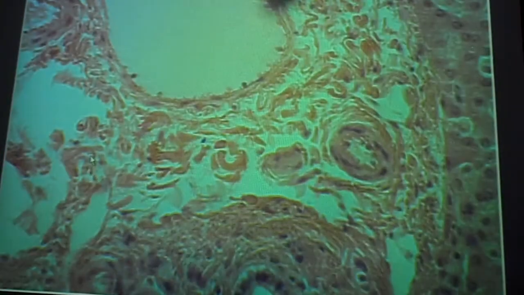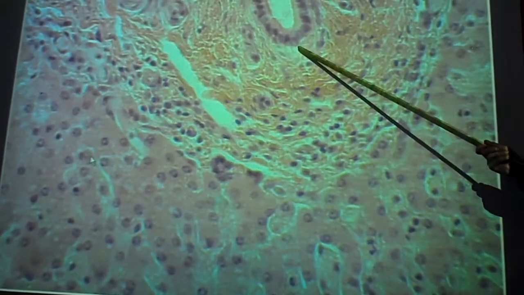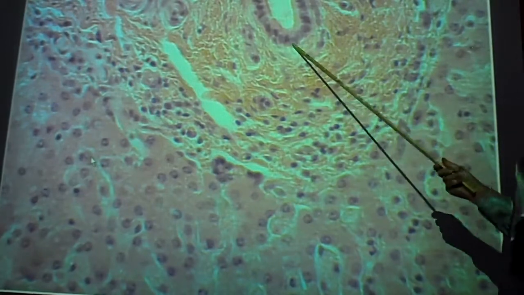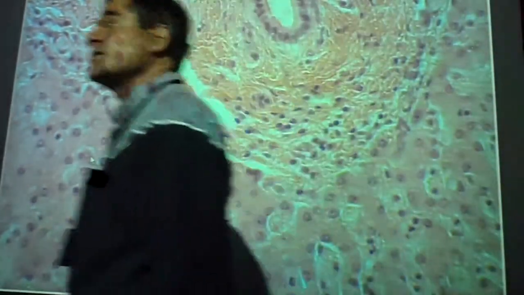The third vessel is not a blood vessel at all, but it is a bile duct. And notice it doesn't look like a blood vessel. It looks like what? A salivary gland duct. Again, simple cuboidal epithelium, not simple squamous. That's the third member of the triad.